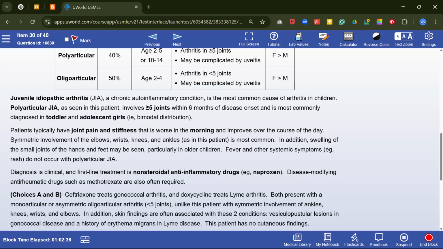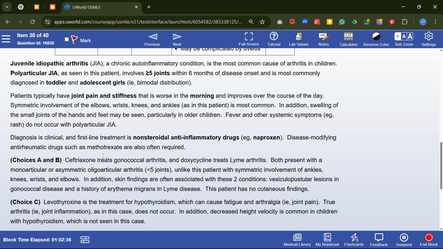Bimodal distribution. Patients typically have joint pain and stiffness that is worse in the morning and improves over the course of the day. Symmetric involvement of the elbow, wrist, knee, and ankle, as in this patient, is common. In addition, swelling of the small joints of the hands and feet may be seen, particularly in older children. Fever and other systemic symptoms like rash do not occur with polyarticular JIA.